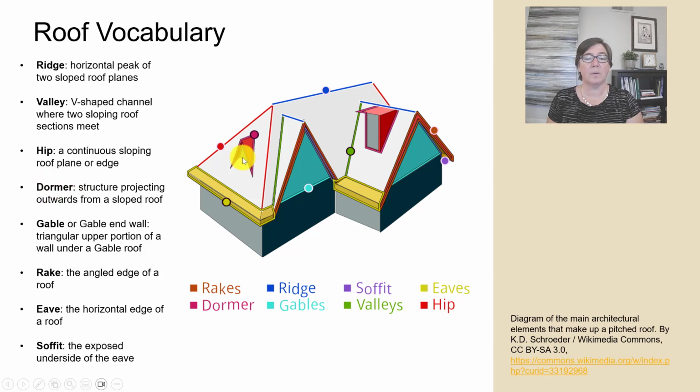Next, we have a dormer. This is a little pop out. All right, it's a structure projecting outwards from a sloped roof. You'll really commonly see a window right in there. All right, those are dormers.